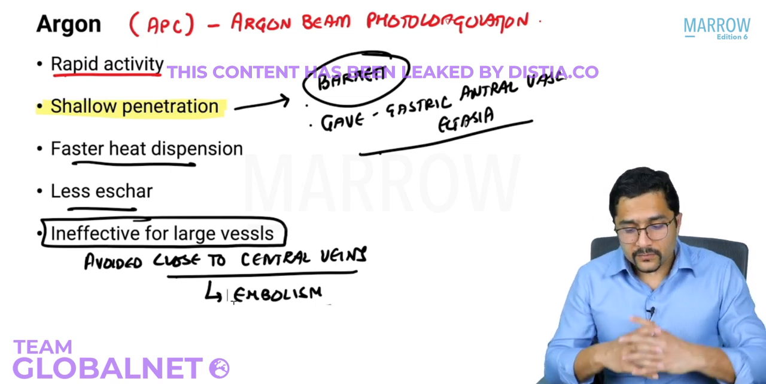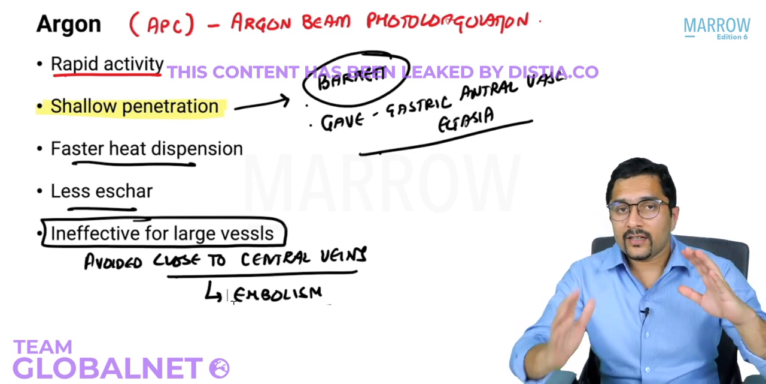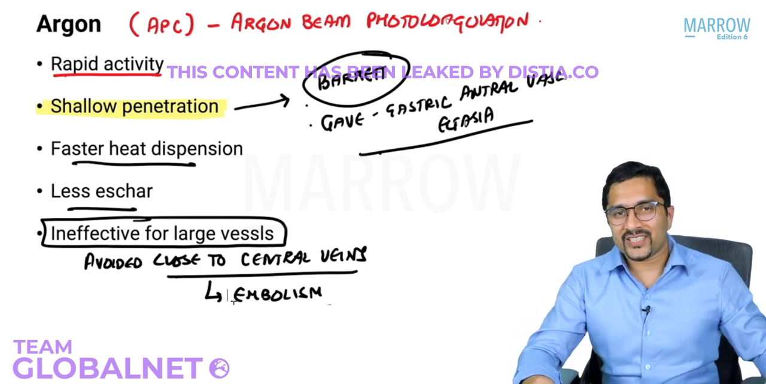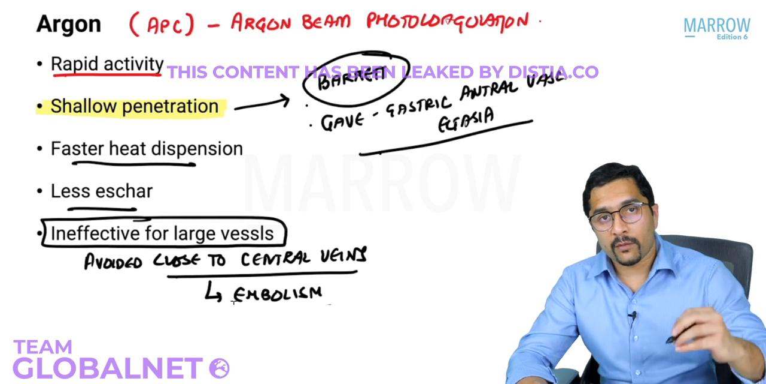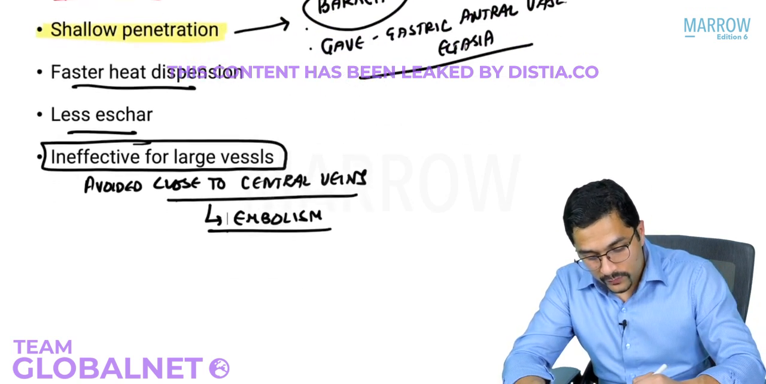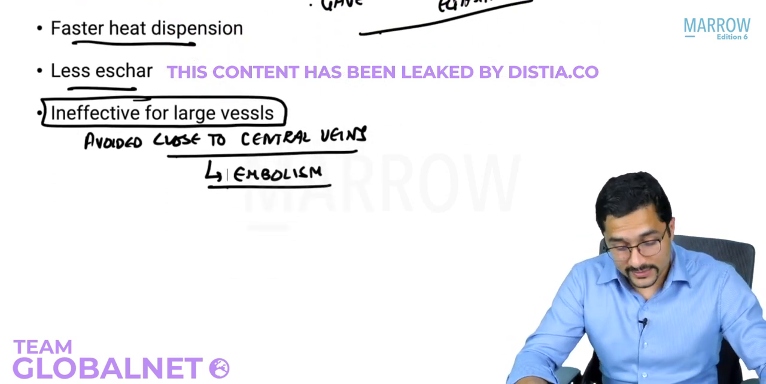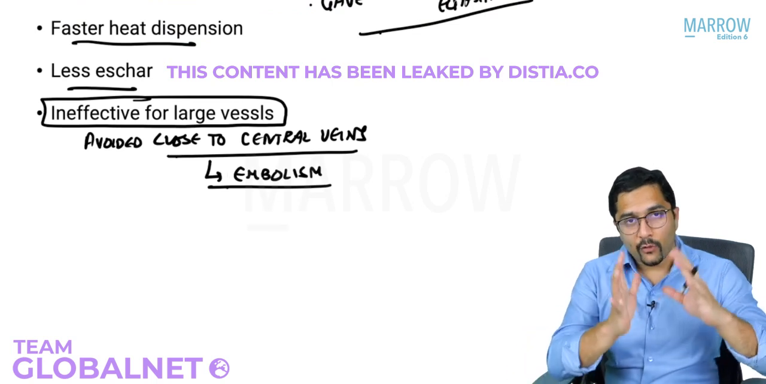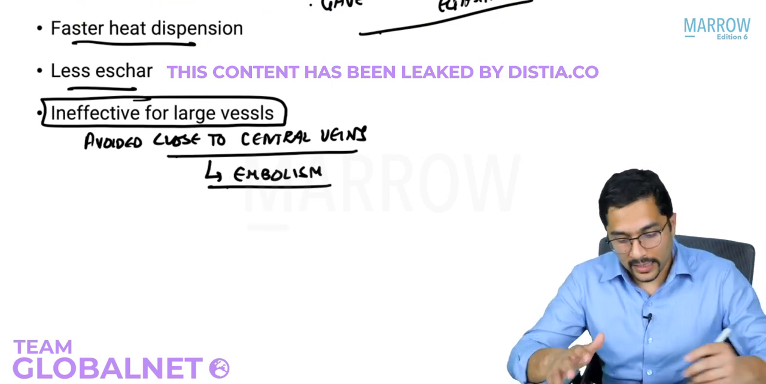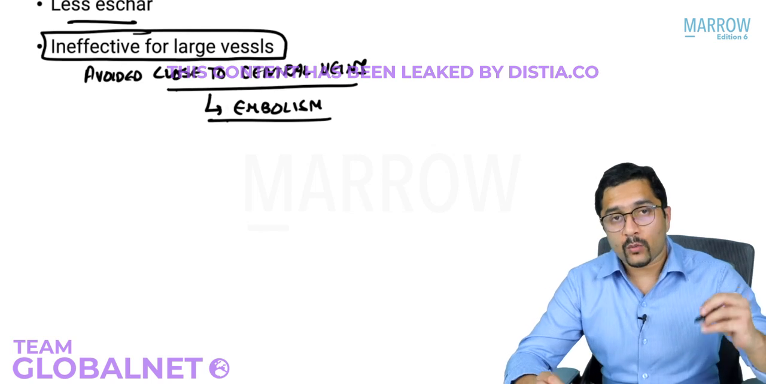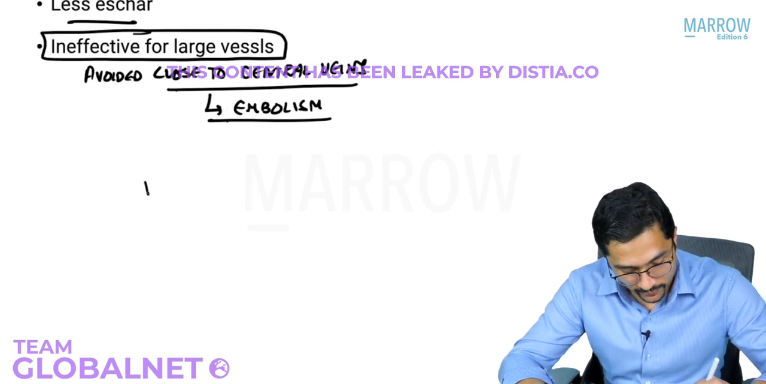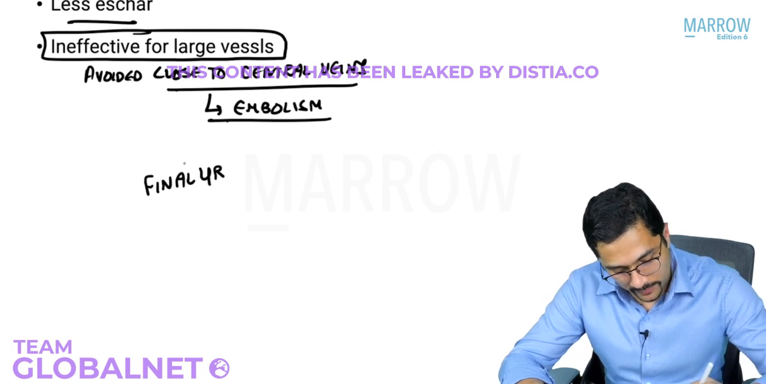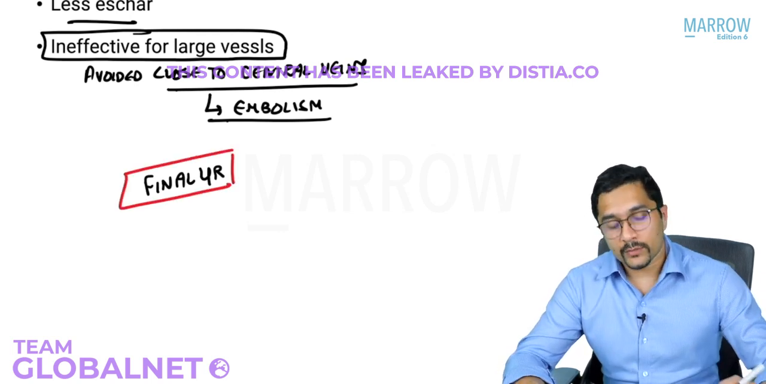So these were the extra edge things which I wanted you to know from the latest Sebastian, useful for the INI CET and the SS exams. Now, before I end this module, I want to tell what are the points which are important for final year students, like I've been doing in all modules. What can be asked in the theory exam from this module?